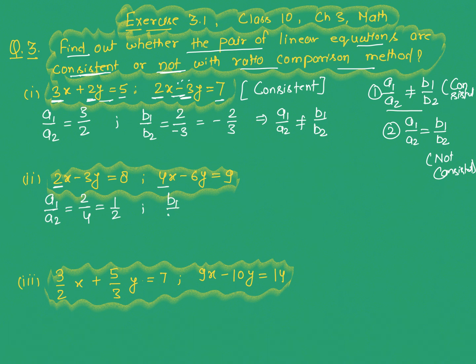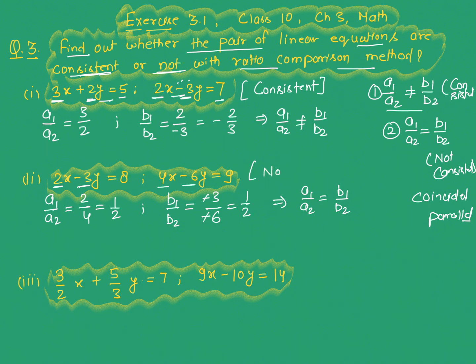Now we'll calculate B1 upon B2. So B1 is minus 3, we take the whole number, and B2 is minus 6. So we can cancel minus with minus, and this is 1 upon 2. So we do not need to find out C1 upon C2 because in the question they are only asking if it is consistent or not consistent. Even if it is coincidental or parallel, these are not going to be consistent, right? So here we can see A1 upon A2 equals B1 upon B2. So these two linear equations are not consistent.